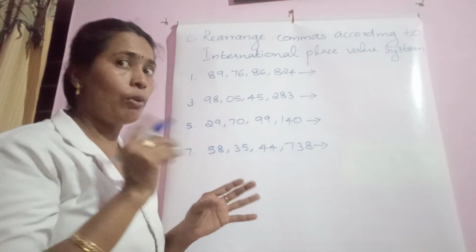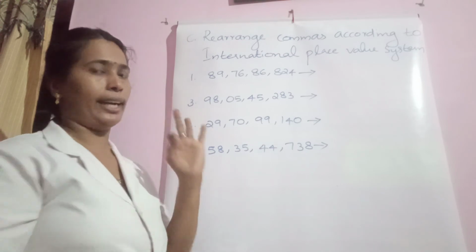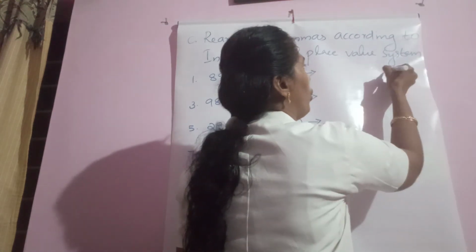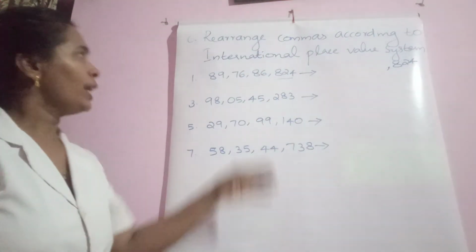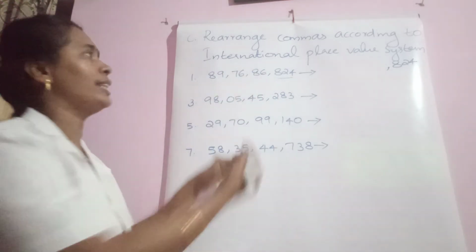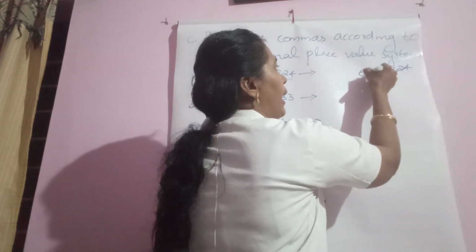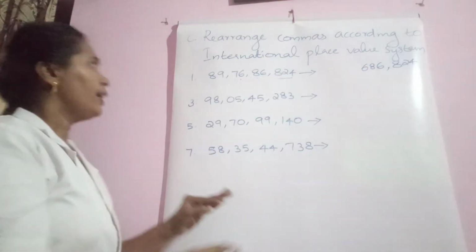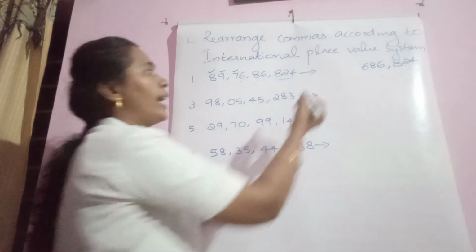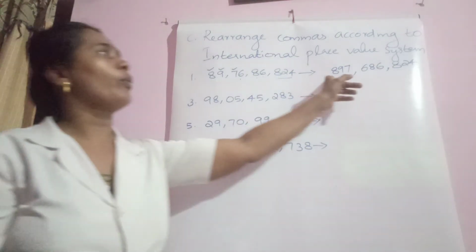The first period is the ones period. How many digits are needed in the ones period? 3 digits are needed. So 8, 2, 4 together we can write. Then a comma. Then you take the next 3 digits, which are 6, 8, 6. Write it together. Next, count it. Which are the next 3? 9, 7, 8. Write it together. Comma 8, 9, 7. This is the required answer.